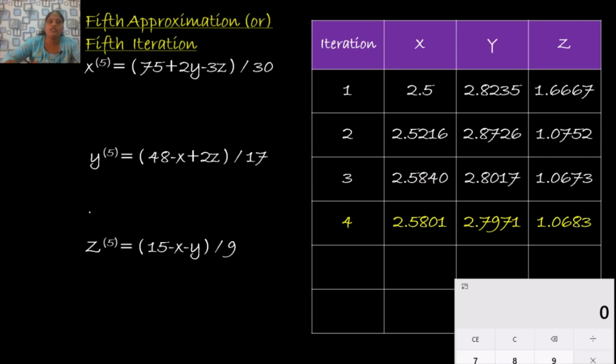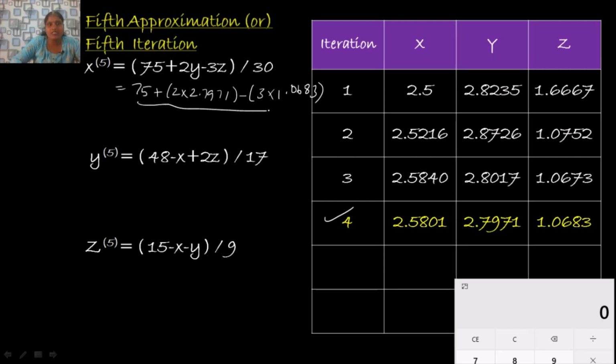Let me now move on to our next situation. In the fifth approximation we make use of the fourth approximation values of x, y, z. So x is equal to 75 plus, within parenthesis, 2 product y value 2.7971 minus 3z, that is, within parenthesis, 3 product z value 1.0683, and you divide this by 30. If you divide this by 30 you get the value of x as 2.5796.